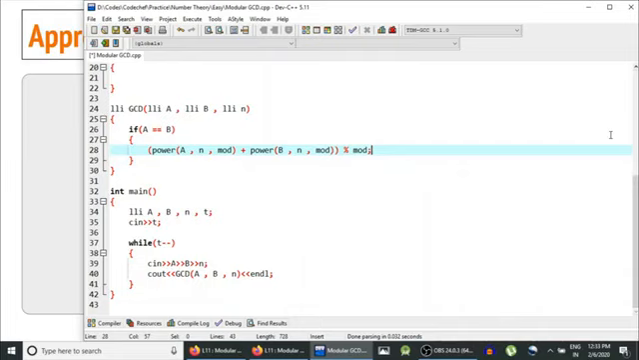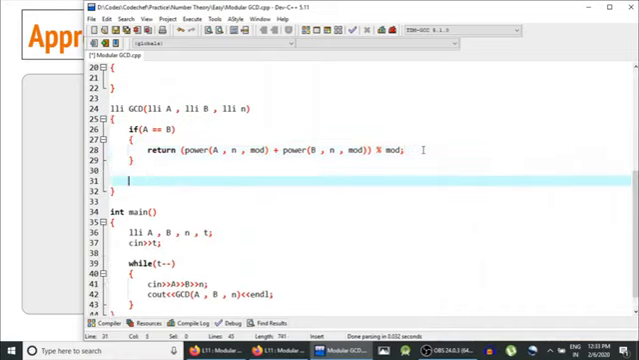after that, again take their sum, apply the modulo operator again, and finally return a raised to power n plus b raised to power n modulo mod, that is 10 to the power 9 plus 7. If a is equal to b, this would be our result.